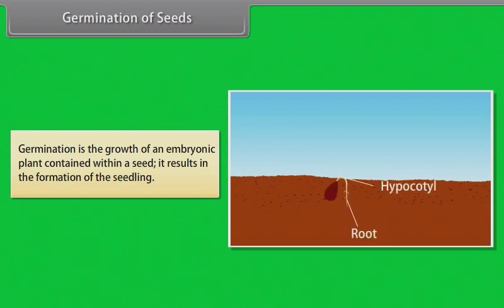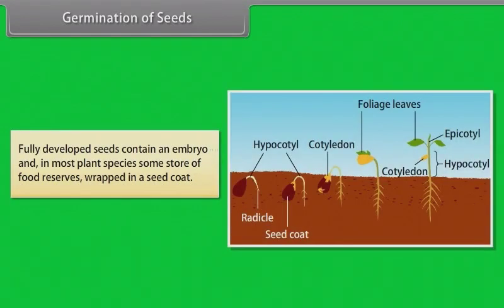Germination is the growth of an embryonic plant contained within a seed. It results in the formation of the seedling. Fully developed seeds contain an embryo, and in most plant species, some store of food reserves wrapped in a seed coat.